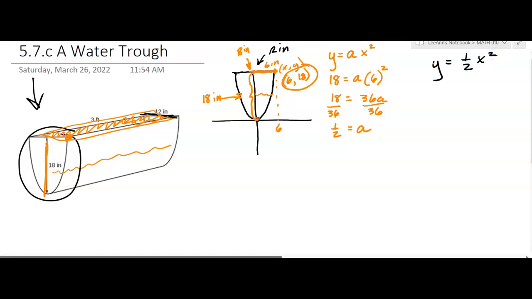Okay? Now, what we're trying to figure out, though, is the surface area based on the depth, how deep the trough is. So we're going to know how deep it is, and we want to figure out the surface area. We're going to know y, and we're not going to know x. So to do that, we're going to look to find the inverse of this function, and so we're going to solve for x. So if I multiply by 2, let me multiply by 2.